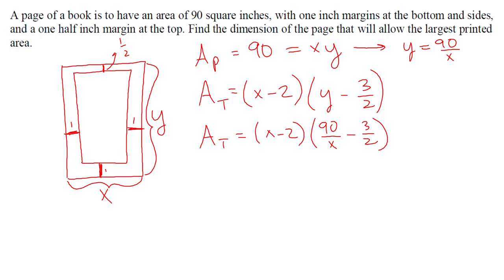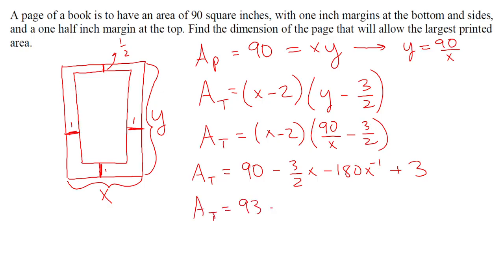Which is going to give us, well, x times 90 over x is 90. x times negative 3/2 is negative 3/2 x. Negative 2 times 90 over x is negative 180 x to the negative 1. And then negative 2 times negative 3/2 is a positive 3. So the area of our text space is now 93 minus 3/2 x minus 180 x to the negative 1. And we should then be able to figure out what A prime of our text area is.